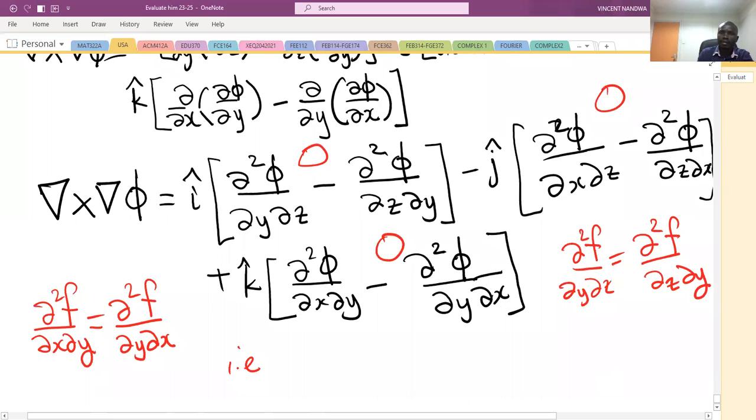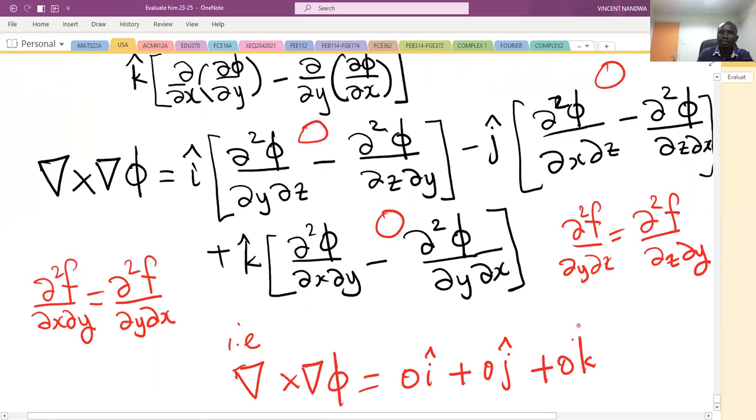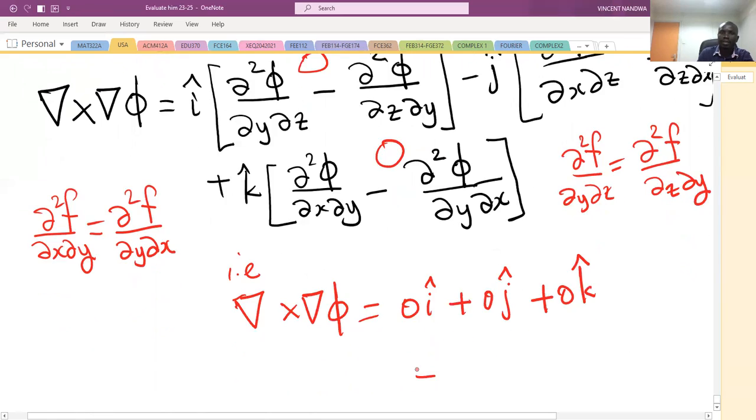That is, the curl of gradient of phi will be 0i, and minus this is just plus 0j, and then plus 0k. For these brackets, all of them are 0. And this is nothing but a zero vector, which is the result that we wanted to prove. So thank you.